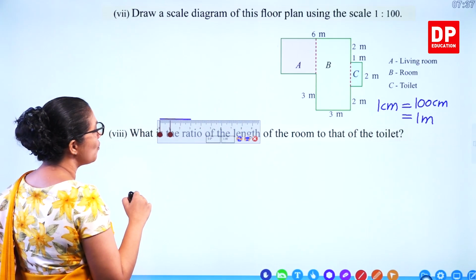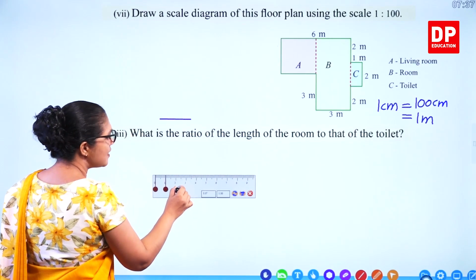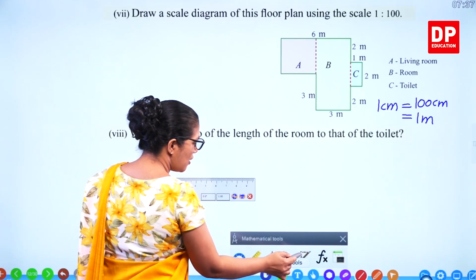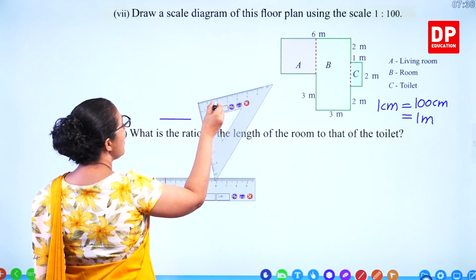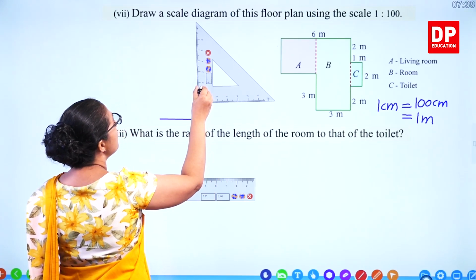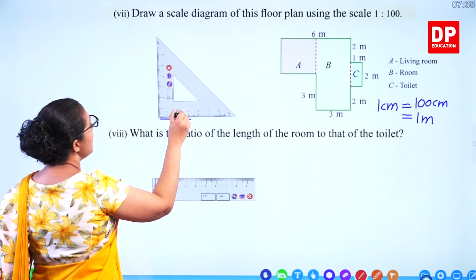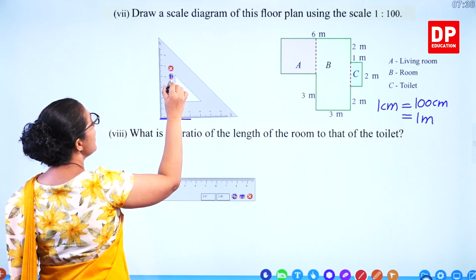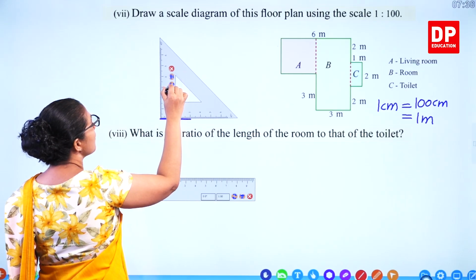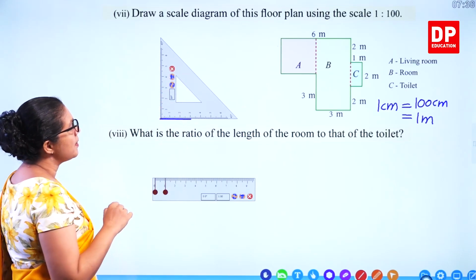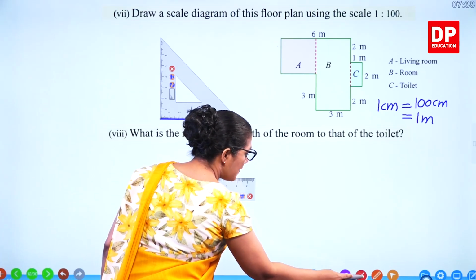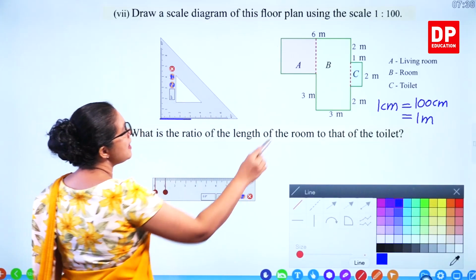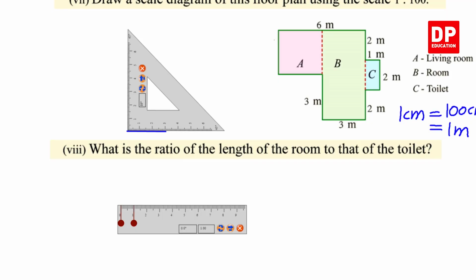Then we need to draw perpendicular lines. What's the easiest way to draw the perpendicular lines? You can take your set square. So take the set square and keep it on top of this line segment and you can draw perpendicular lines. Here, keep it properly like this and you can draw the other length. So what's the other length? 3 centimeters this way. So we'll draw from here 3 centimeters.